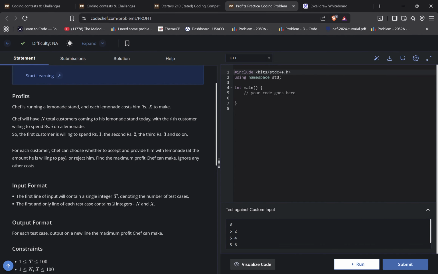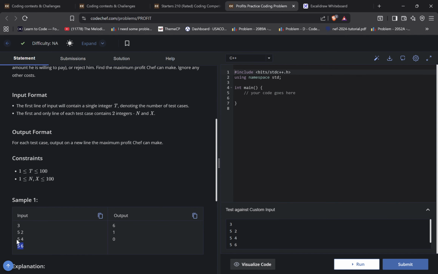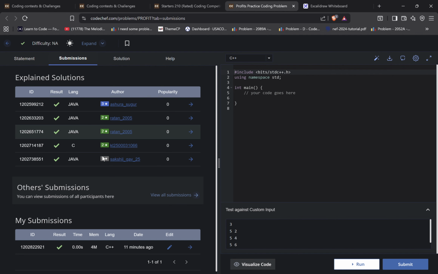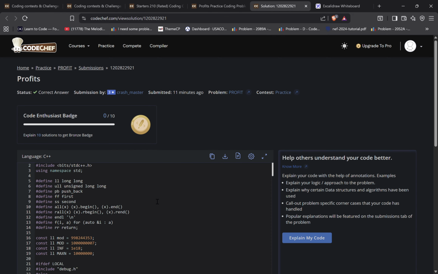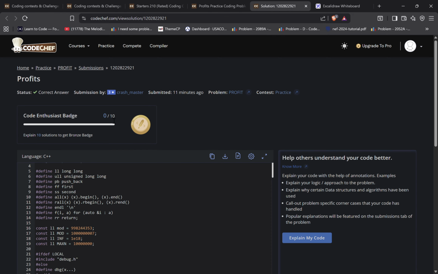The input here is A and B. I just made my submission right now because I am in Div 2 and this was Div 4. Let's see the submission, and obviously the status is AC. I got an AC on that.